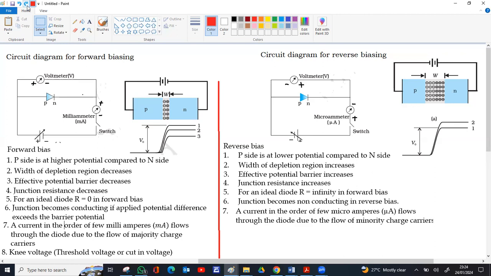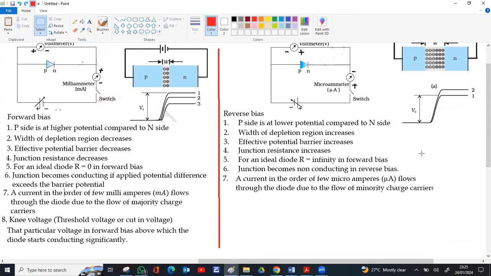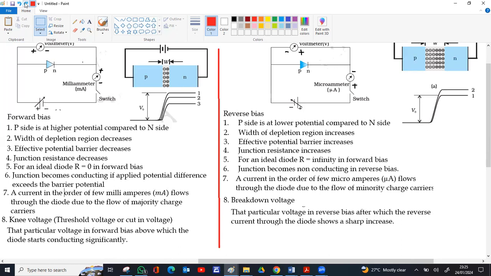Now in reverse bias also, if you increase the voltage beyond a certain value, the covalent bonds of silicon atoms will break. That leads to a larger number of free electrons and holes. When you apply a higher potential difference, the positive terminal starts pulling the electrons out from the control of the silicon atoms. When the potential difference is sufficient to break the covalent bonds, a large number of free electrons come out for conduction, and holes are also formed. This leads to a sharp increase in reverse current. So this particular potential difference is known as the breakdown voltage.